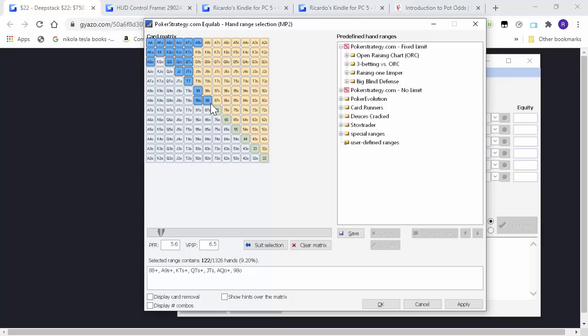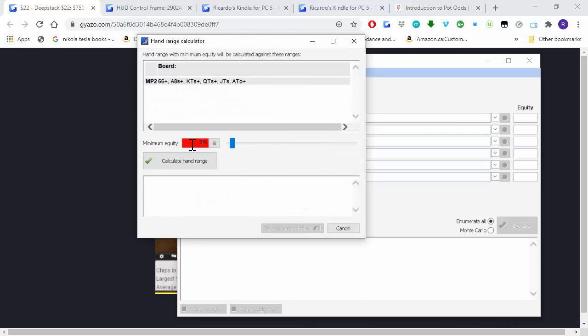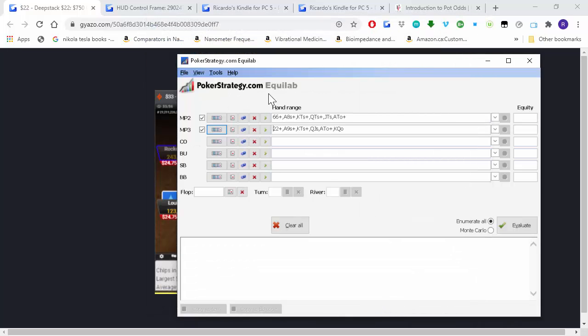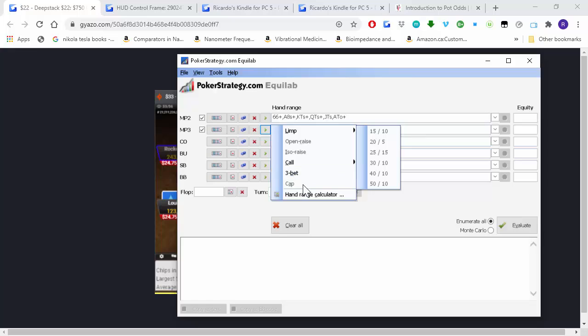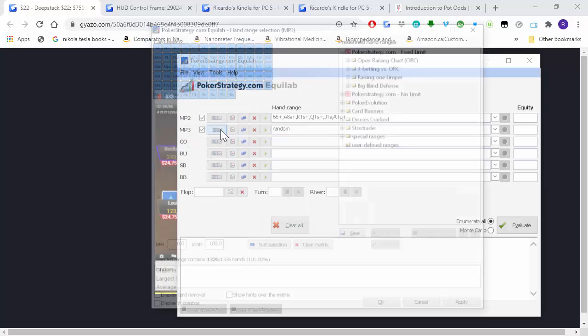So say I know he's calling with any two. I jam pretty wide. Something like that. That's my jam range. Let's say he needs 30% equity. I mean, you can call something like this. Only reduce it by 15.5%. So 22.5 equity, you can call any two.